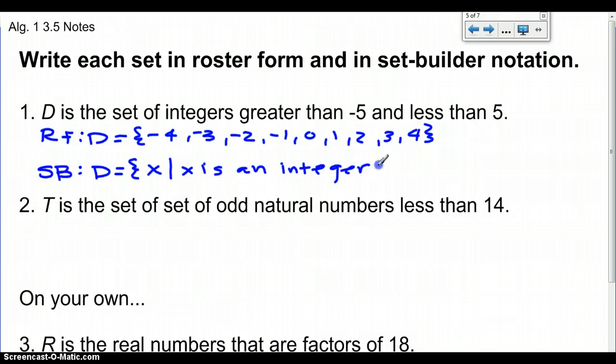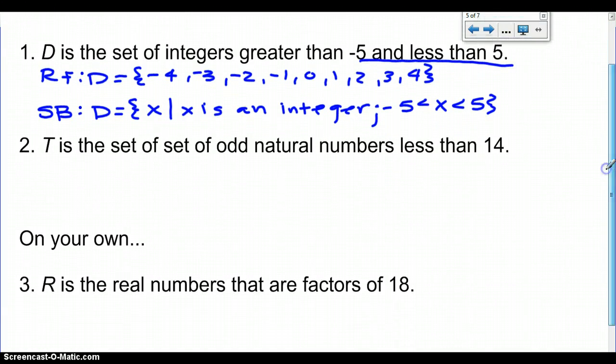And then we put a semicolon, and we're going to write an inequality that is this statement right here. So we're going to have -5 is less than x is less than 5. And then we close our bracket. So that is the set builder notation for number one. So I'm going to do number two with you guys. Number two, T is the set of odd natural numbers less than 14.